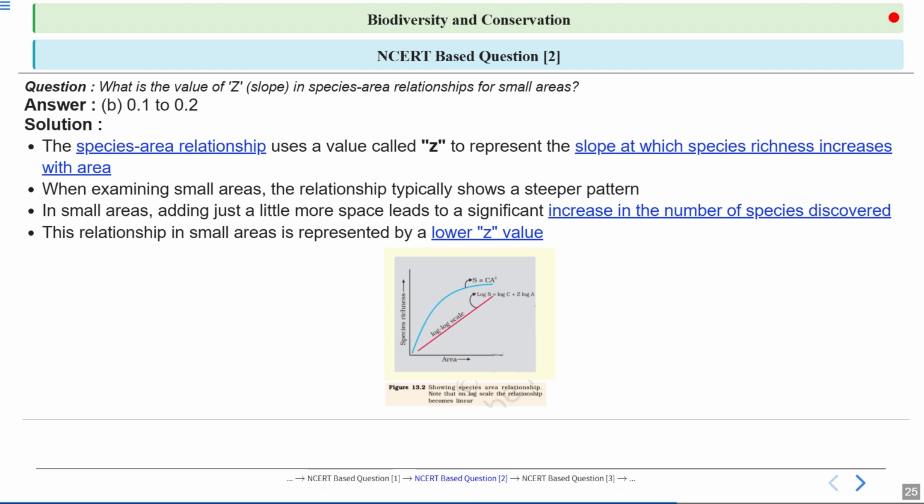This is an image showing you the species area relationship. So you will get a rectangular hyperbola, meaning the species richness will increase as you increase the area. Initially it will increase, but ultimately it will level off. So the number of species will increase, but up to a certain limit.